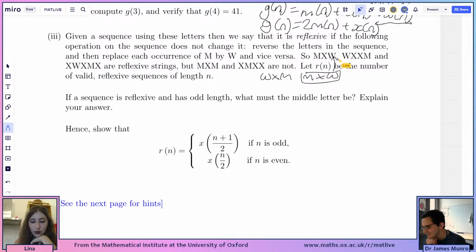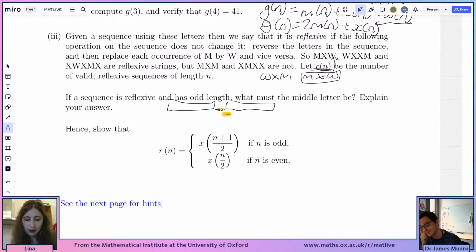So we want to find the number of valid reflexive sequences of length n. This is Rn. And the first hint we get to doing this is to think about what happens if there's an odd length. What has the middle letter got to be? So if we look at a reflexive sequence, let's say this bit and this bit, and then we've got a letter in the middle. When we reverse, this is going to be reversed here and vice versa. So they're going to be swapped around, but this middle letter stays in the same place. As M and W are going to change, we're going to have the middle letter be an X, so that our sequence is the same.